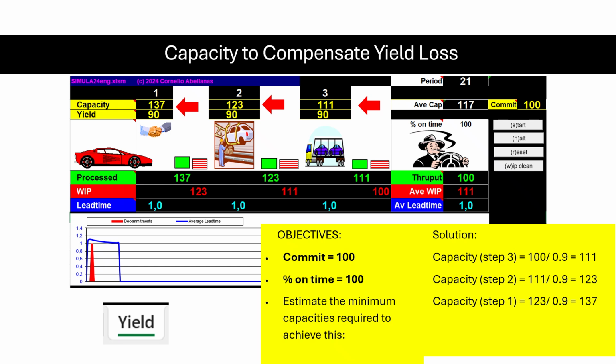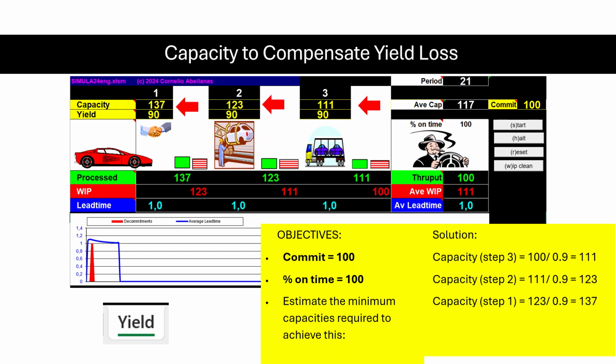How can we estimate the capacity requirements for each process step in case of yield loss? What we want to achieve is to deliver the customer requirements with the minimum capacities possible. Assumption: yield equals 90 in all steps. Objectives: commit equals 100, percent on time equals 100. Estimate the minimum capacities required to achieve this.